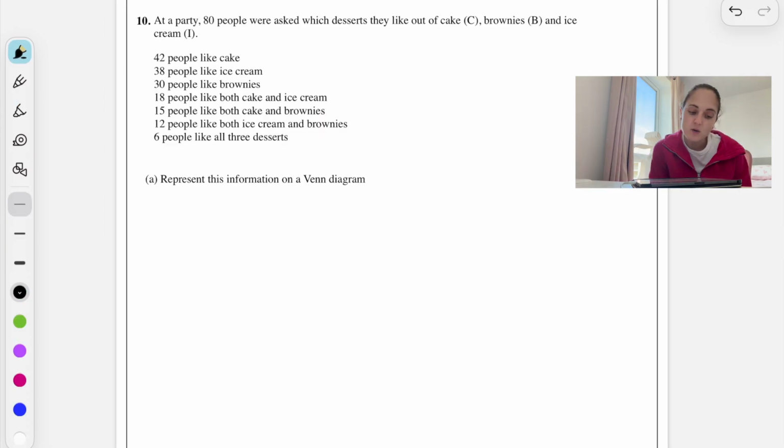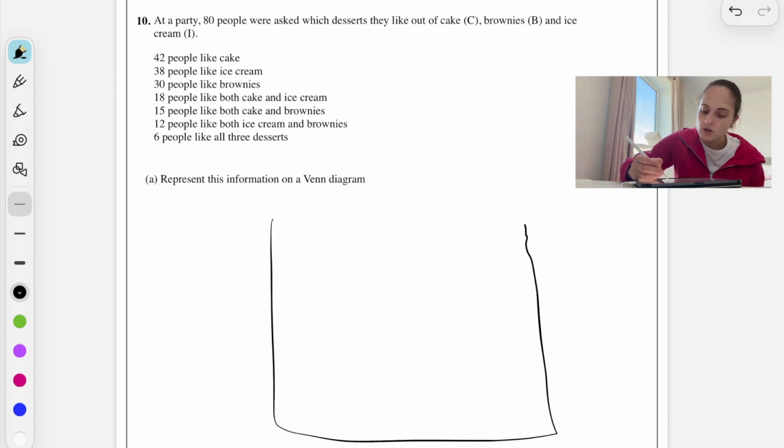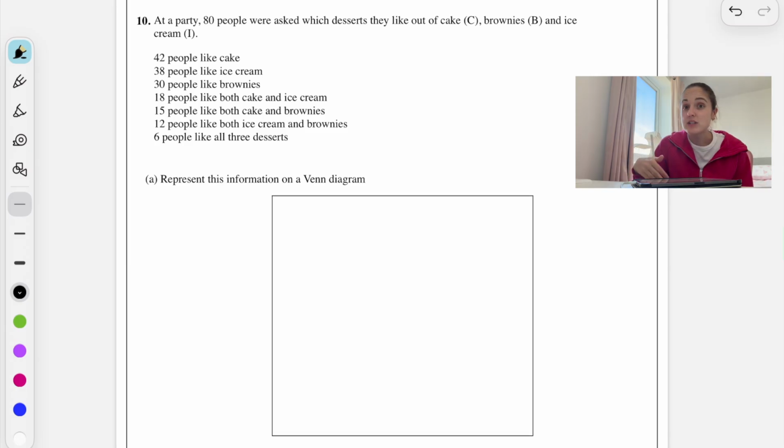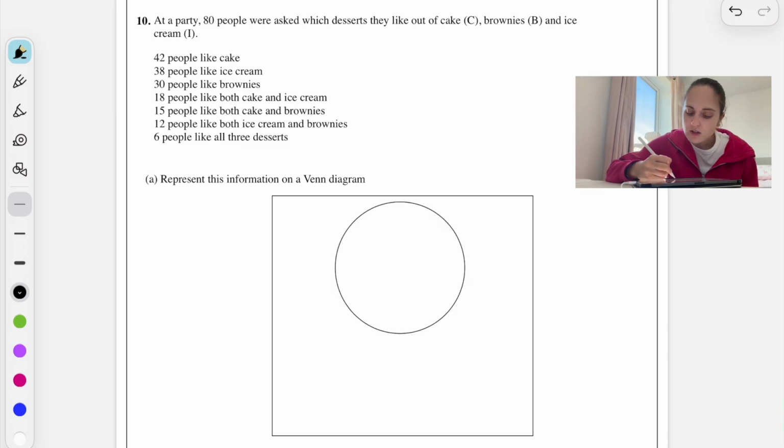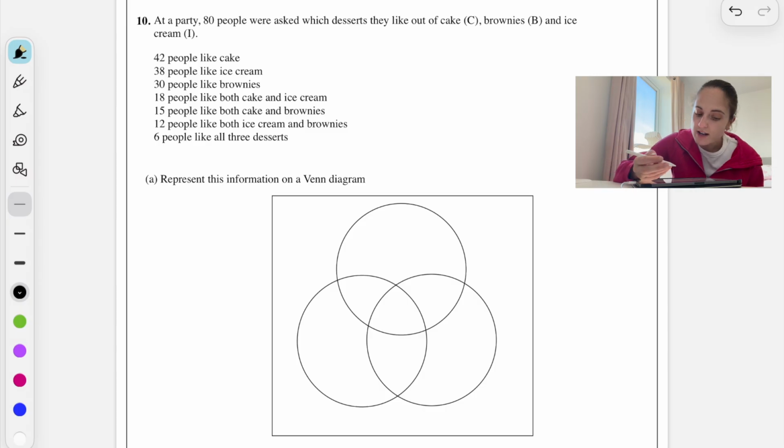This next question here, we have a party, 80 people asked which dessert they like out of cake, brownies and ice cream. We've got a bunch of information and we need to represent this on a Venn diagram. So when we're drawing Venn diagrams, we always need a box. The box represents the universal set. If we don't have a box, we've technically gone wrong. So we always have to show a box to show the sample space, because otherwise the Venn diagrams are just floating into space. They need to have a clear defined universal set. So I've done the box. I'm now going to do the circles within the box. So I've now got my 3 circles in the Venn diagram.